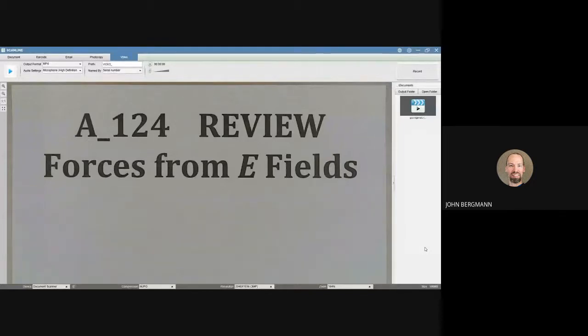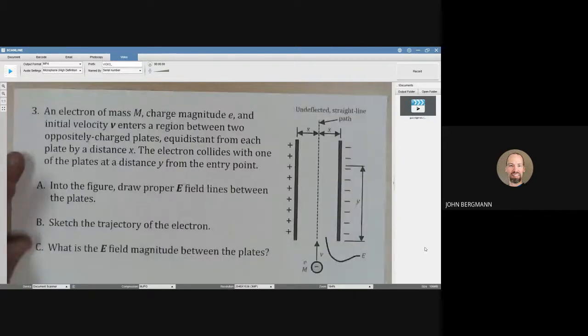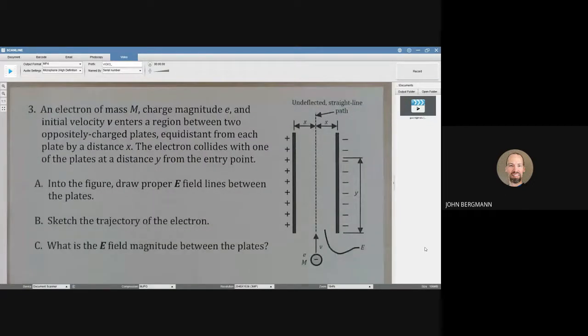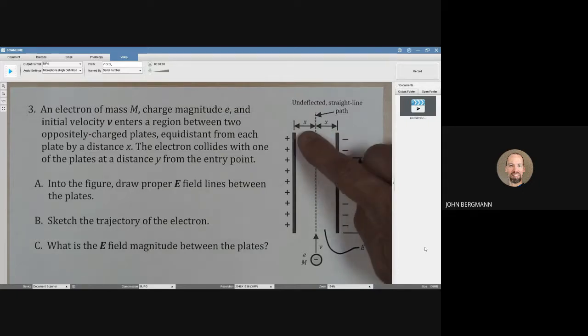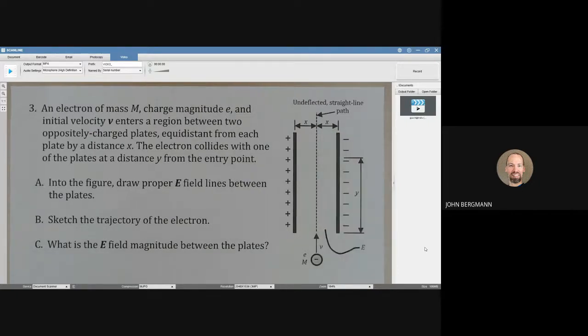Here we're going to do a couple of problems that deal with forces from electric fields. An electron of mass m, charge magnitude e, and initial velocity v enters a region between two oppositely charged plates, equidistant from each plate by a distance x. Here comes this electron down from the bottom, right down the middle of these plates, and you can see up here at the top, the distance is x to each plate from the initial undeflected straight line path.